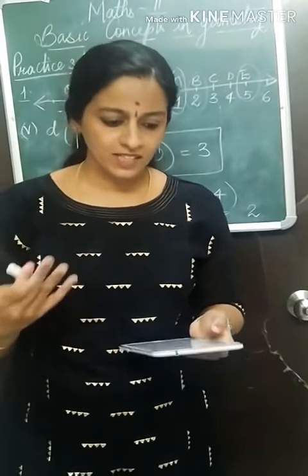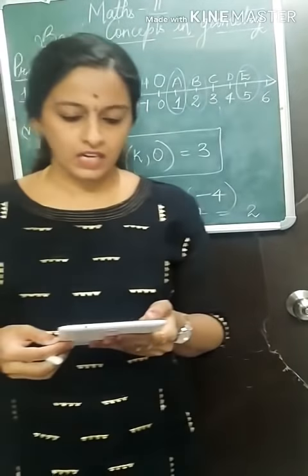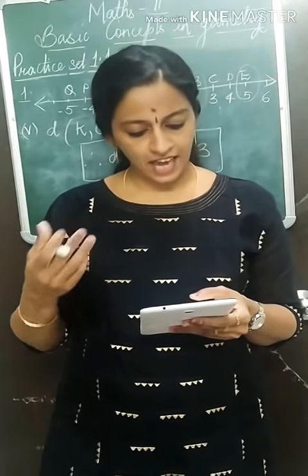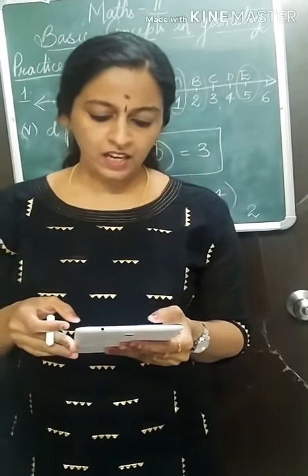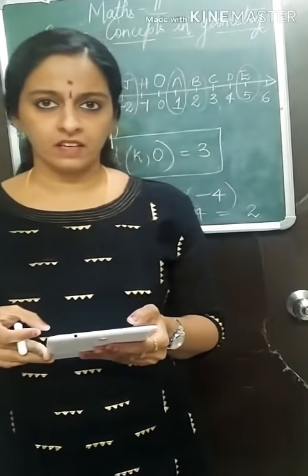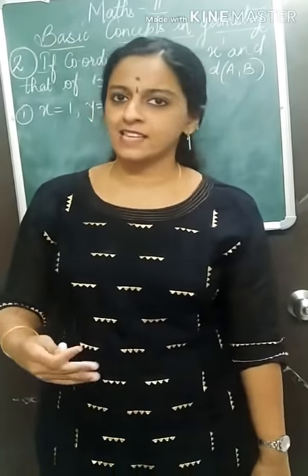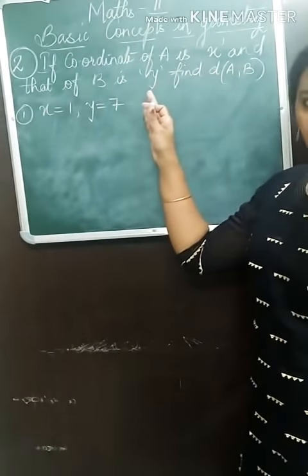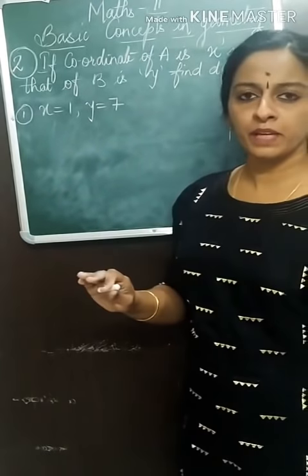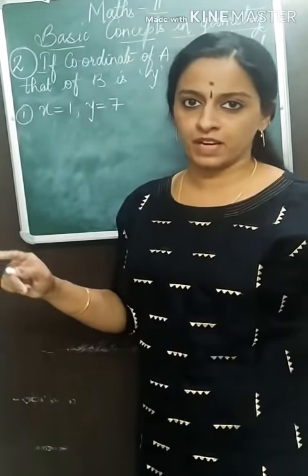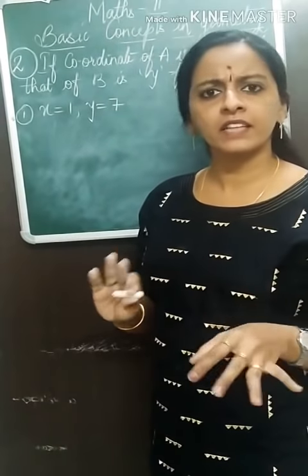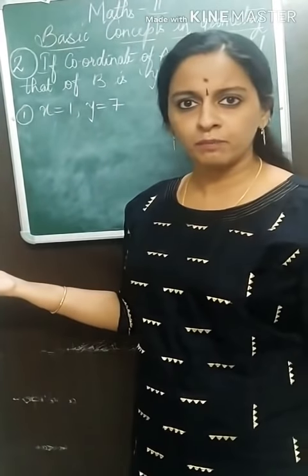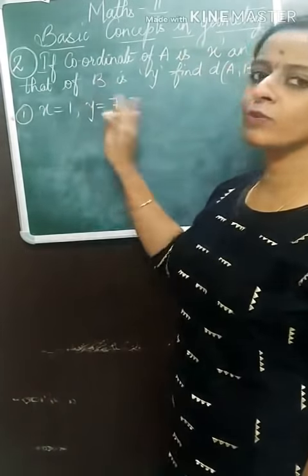Now we'll go on to the second question in practice set 1.1. See the question. If the coordinate of A is x and B is y, find the distance between A and B. Now in the previous sum, they had given us a number line. Here, they are not giving us the number line. They are only saying what is the coordinate of A and coordinate of another point B. We just have to find out the distance between A and B.